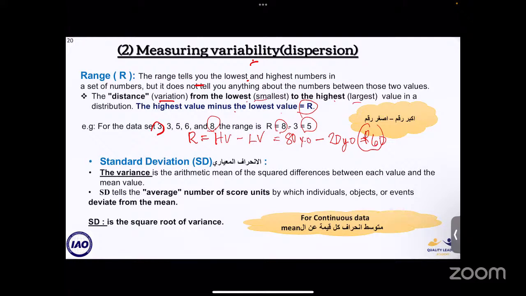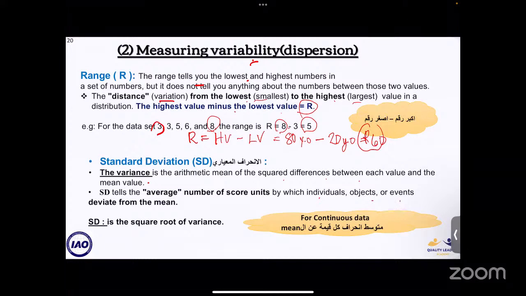What about the standard deviation? The variance, or the standard deviation, is the arithmetic mean of the squared differences between each value and the mean value. Standard deviation tells the average number of score units by which individuals, objects, or events deviate from the mean.